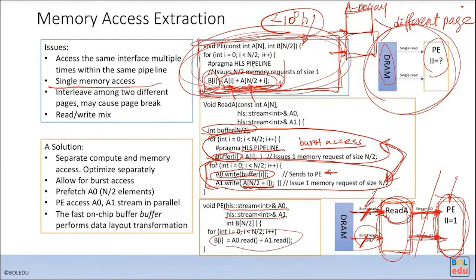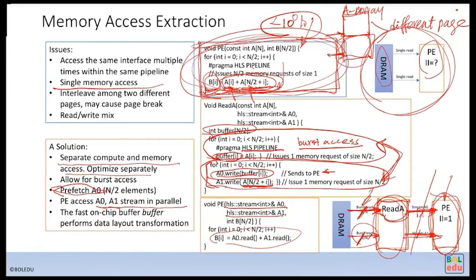So this solution provides separate compute and memory access. Okay, it allows for burst access, and then you can prefetch the A0, the lower part of the memory array. Okay, and the PE processing engine can access the two memory streams in parallel. Okay. Yeah, so this gives you an idea how to do the memory access abstraction and apply fast memory access.